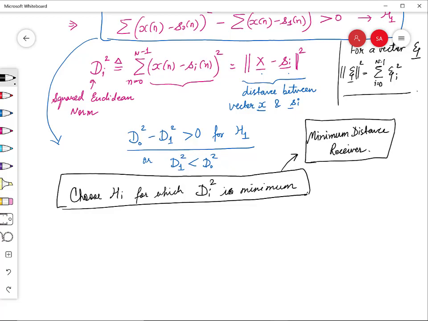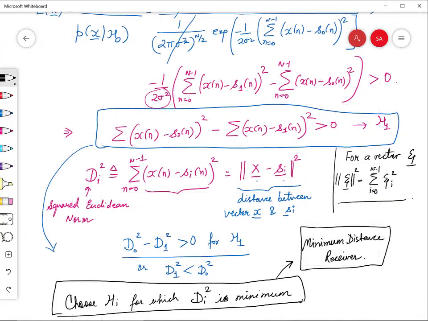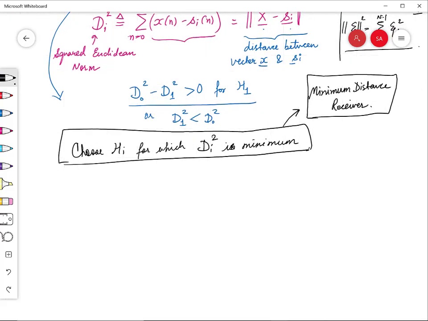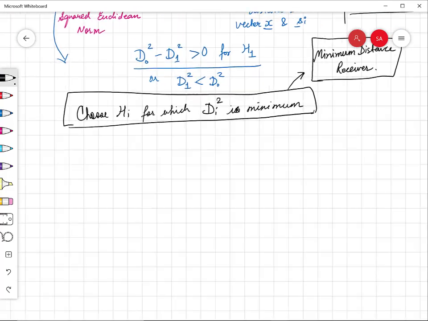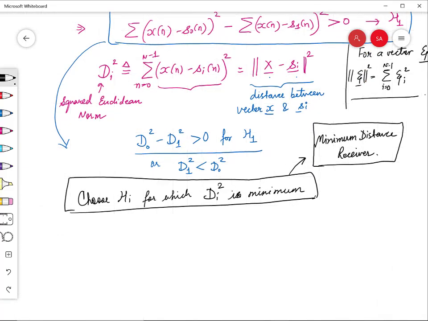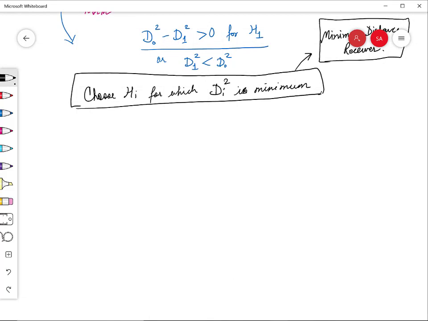So while solving the likelihood ratio, we got the difference between the distances, and we choose the hypothesis for which this distance, the distance between the observation and the transmitted signal, is minimum. This is a very simple detector called a minimum distance detector, and we have all experienced this in our communication systems.